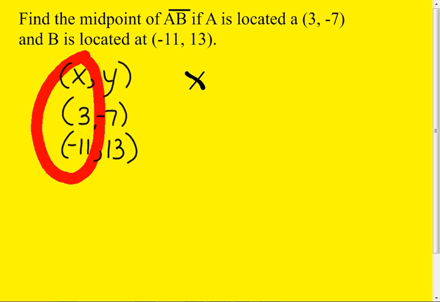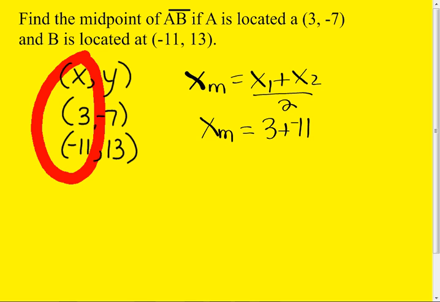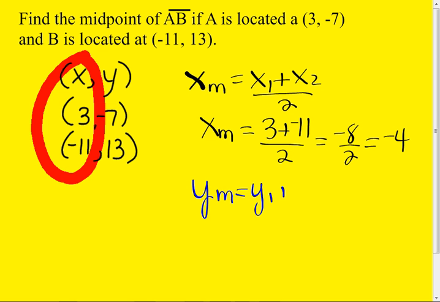So x midpoint equals x1 plus x2 over 2. What are the x coordinates? TJ? 3 plus a -11 over 2, which gives you what? -8 over 2 is -4. Clearly labeled, that's my x coordinate for the midpoint. And the y formula is y1 plus y2 over 2.